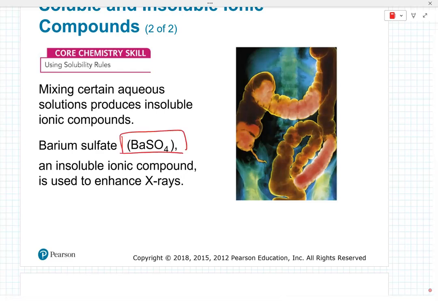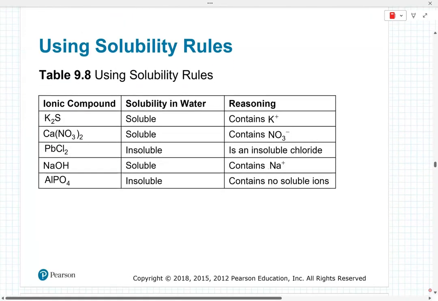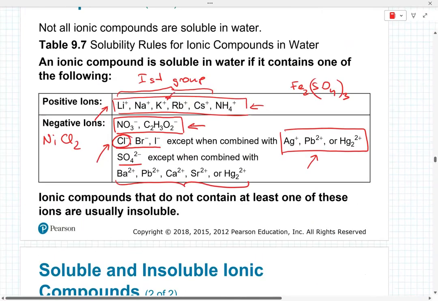Barium sulfate, CT scan enhancer. So another example, Alicia, to your question. So why is this soluble? Because of potassium. Does that make sense? Why is this soluble? Because of sodium, because of nitrate. Okay, if you go back, this is your potassium, this is the nitrate. Making sense?